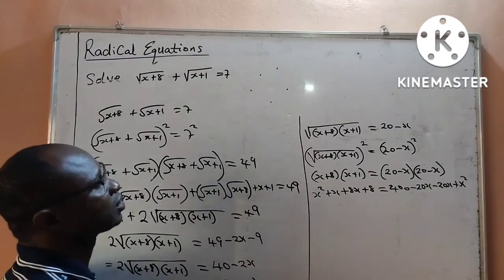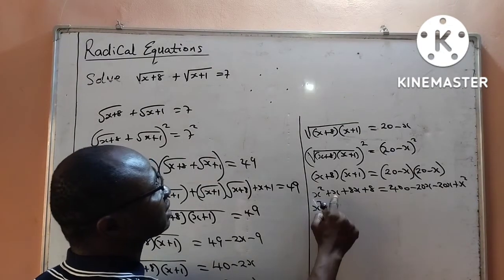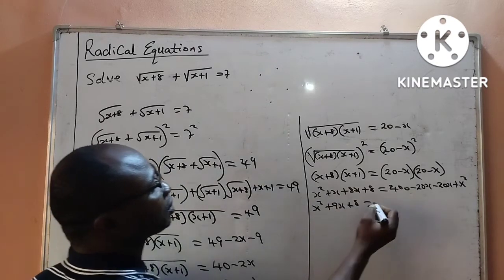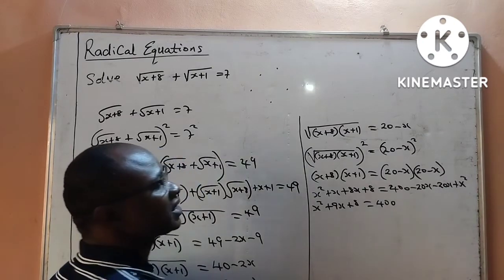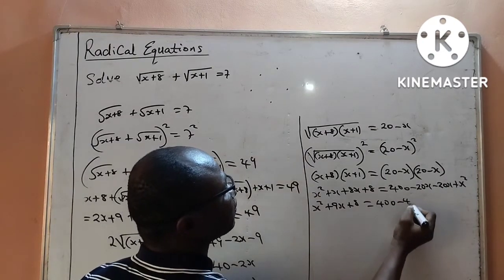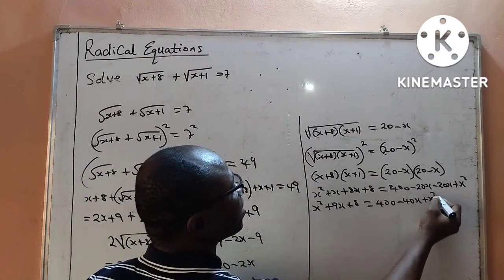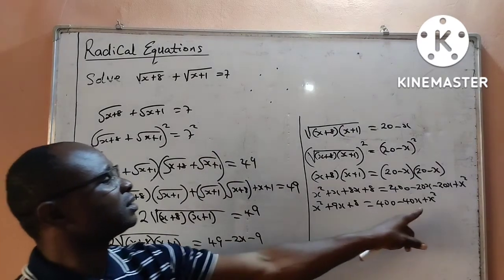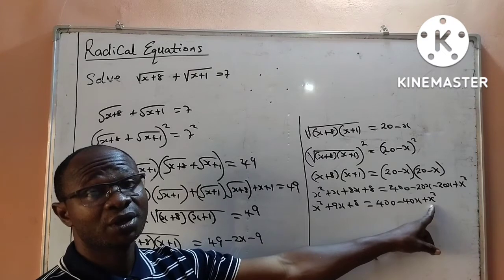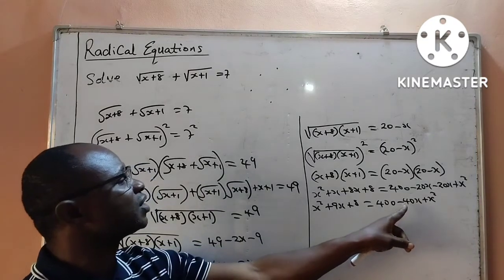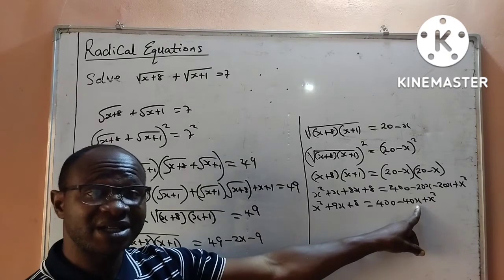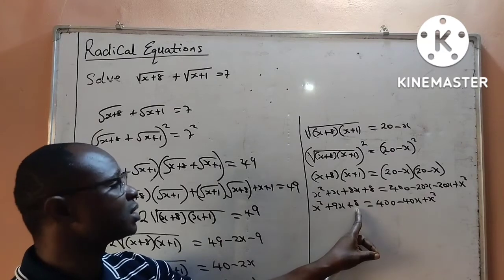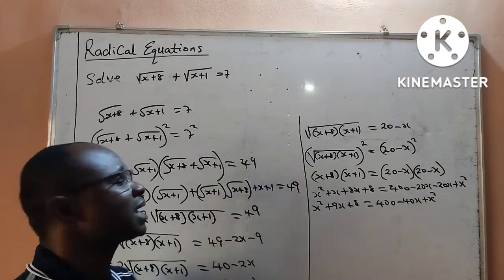Now let me rearrange my work. You can see now that I have x squared, x plus 8x will give me 9x, then plus 8, equal to 400 minus 20x will give me minus 40x, then plus x squared. Alright, I now want to move the x raised to power 2 on the right hand side to the left hand side, and then also minus 40x on the right hand side. I will also move it to the left hand side. I will move this 8, which has no x, from the left to the right. See as we do it.